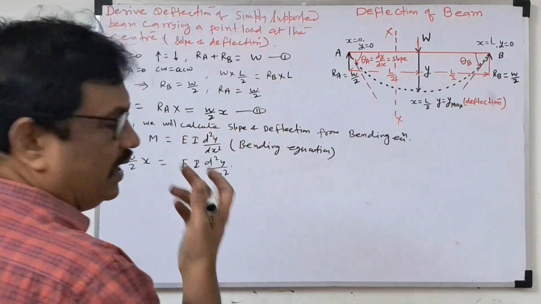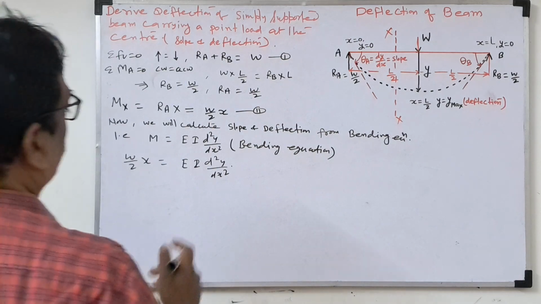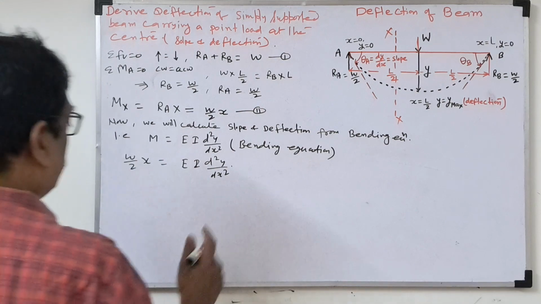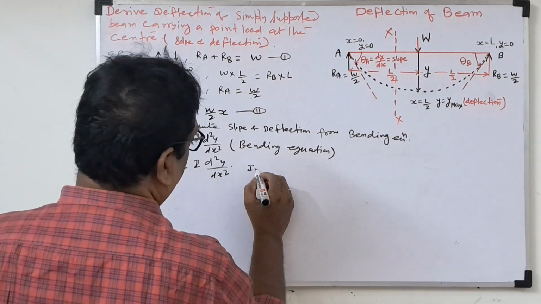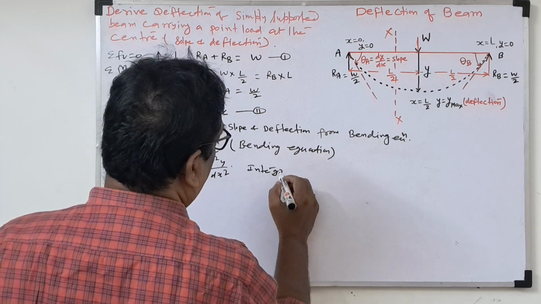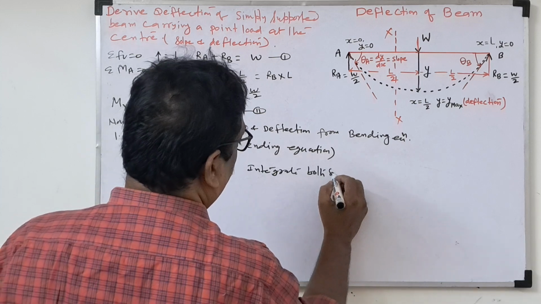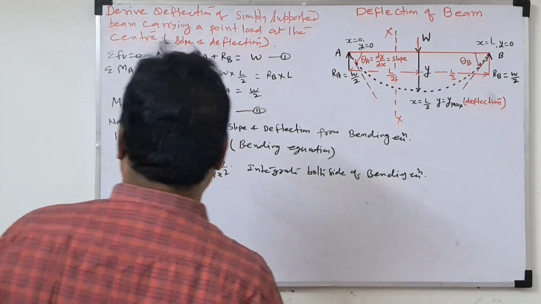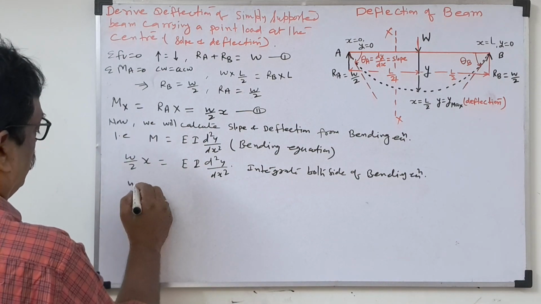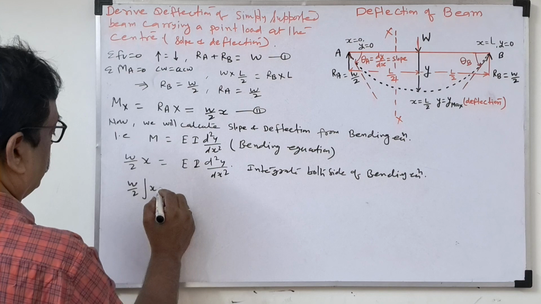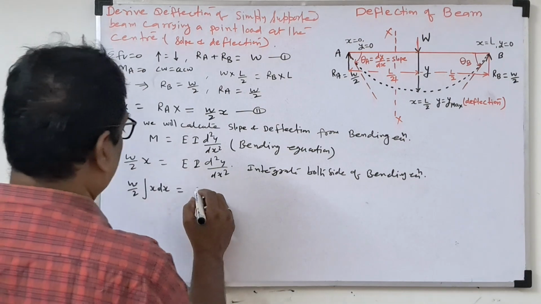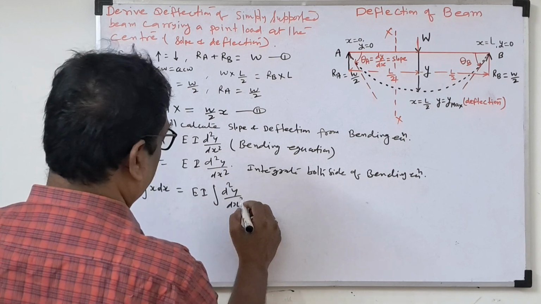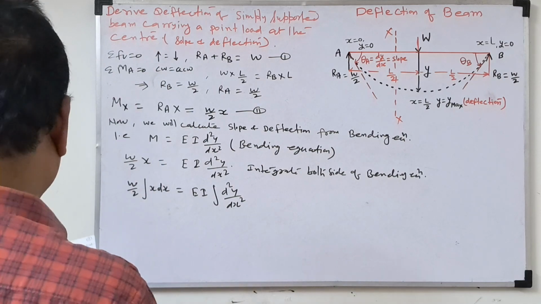Also some other methods will be there, like the area moment method, another one or two methods. But first we are discussing the double integration method. So now we'll integrate both sides of the bending equation: W by 2 x dx equal to EI d square y by dx square. So this is the bending equation here.